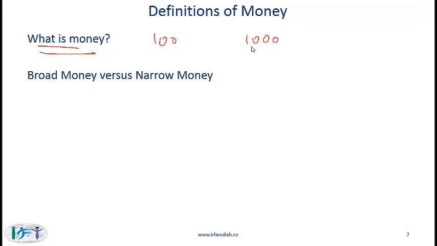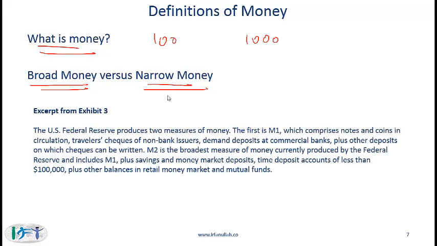In most economies there are multiple definitions of money. We have a concept of broad money versus narrow money. Narrow money would be typically notes and coins and the most liquid deposits. Broad money would include narrow money plus less liquid deposits. If you look at Exhibit 3 in the curriculum, this gives the definition of money for several large economies. I have picked the definition for the United States, where narrow money is generally defined as M1.